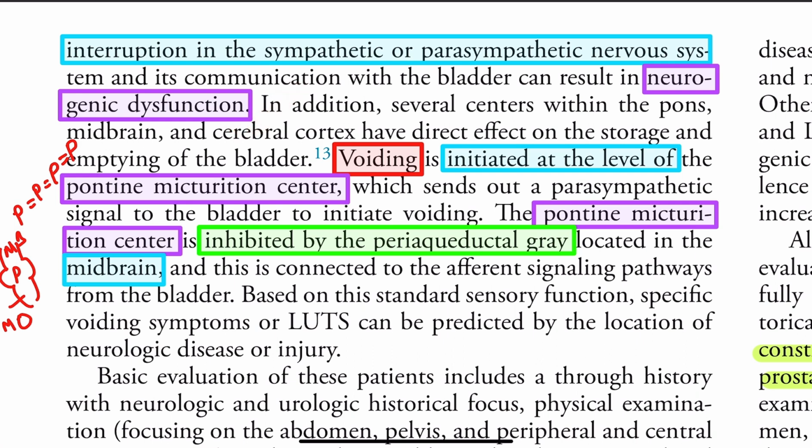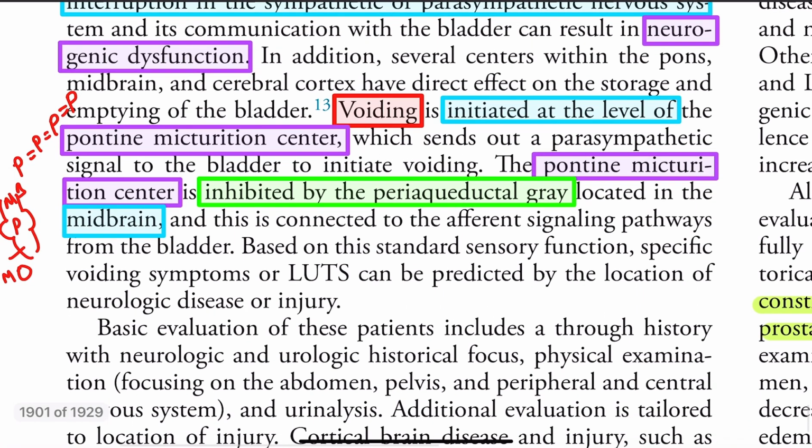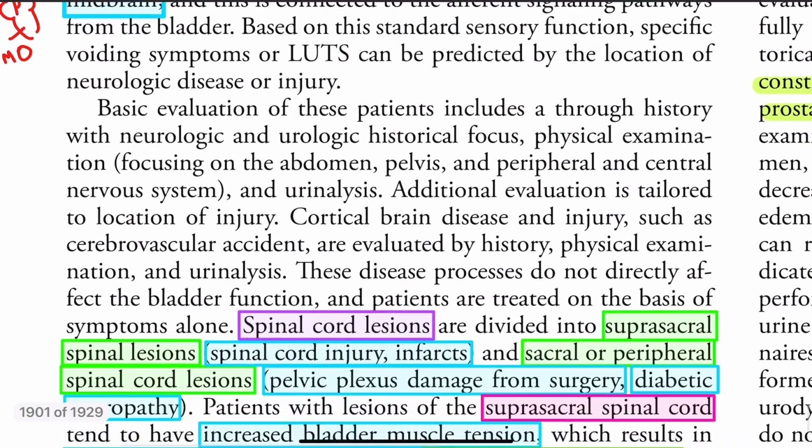Voiding is initiated at the level of the pontine micturition center, which is inhibited by the periaqueductal gray matter located in the midbrain. So 4 P's: pons, pontine micturition center, related to voiding, that is parasympathetic, and inhibited by again P, periaqueductal gray matter, midbrain. The midbrain is just above the pons, remember that.